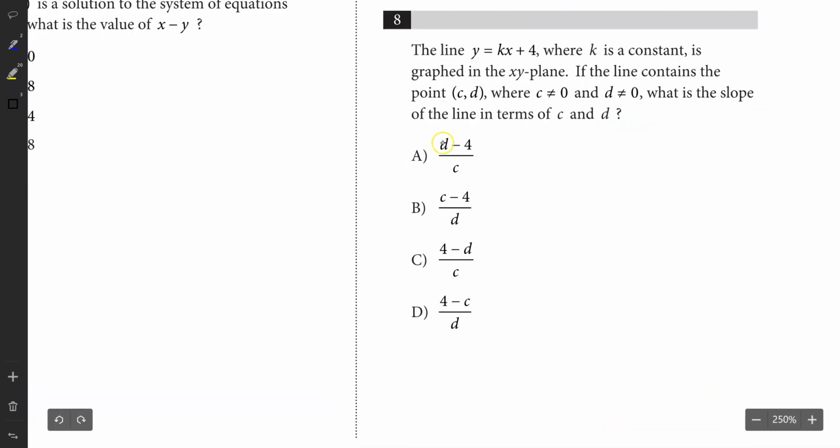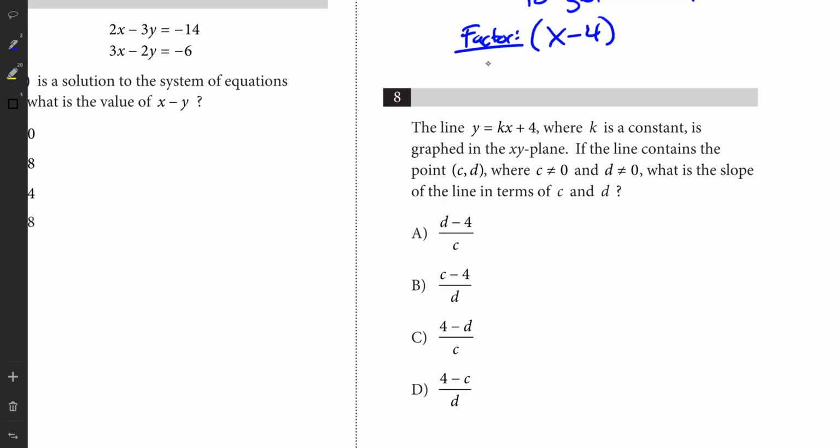Okay, the next one we're going to go over is actually number 8 right below it. So in this case, it says we have a line, y equals kx plus 4. K is a constant. Remember, k is essentially your slope. Okay, this is your slope. This is in y equals mx plus b form, if you remember y equals mx plus b. It says, what is the slope of the line in terms of c and d?